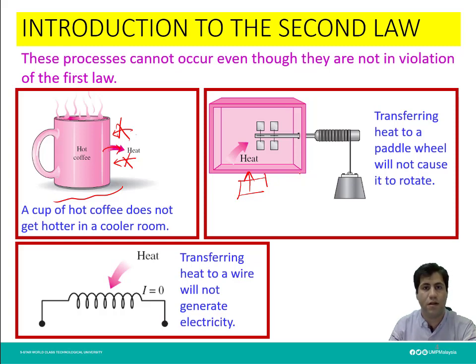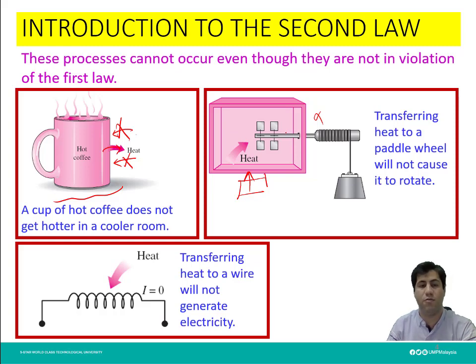So this process also has a certain direction. It can only happen like what I told you: this weight can go down, rotate the shaft, then increase the temperature of the air inside this chamber. The reverse direction cannot happen. However, it does not actually violate the first law, because in this direction mechanical work is converted to heat or thermal energy inside the chamber. It doesn't violate the first law.